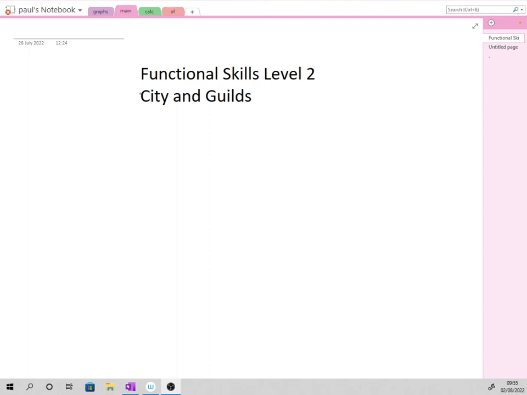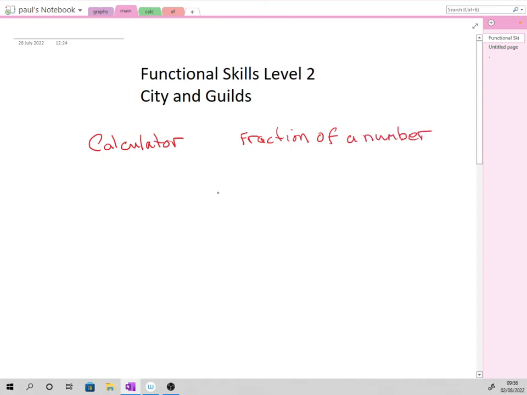Right, hello. This is a fraction lesson, and we're going to use a calculator for this one. What we're going to be doing is adding and subtracting fractions using a calculator, and we're also going to be finding a fraction of a number, again using the calculator.